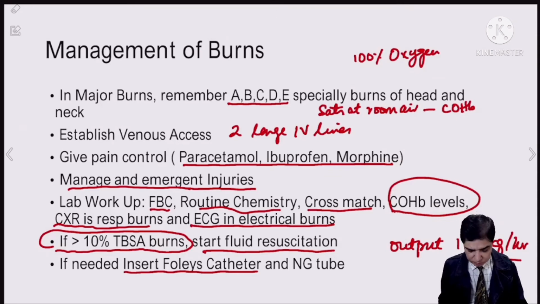And because they would not be able to eat, an NG tube is also important. You pass an NG tube, you do the gastric decompression, and then later on you can feed them through that as well. So this is the general treatment of major burns.